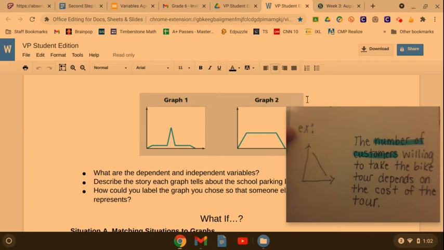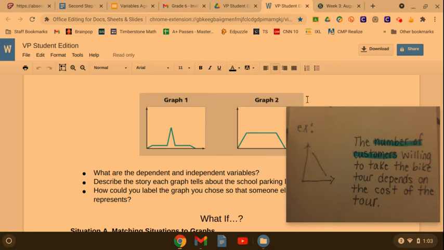And the number of customers, we said, depended on the price, because when we said, would you pay $150? We had like 76 people say, yes, I would pay $150. And then we kept raising the price and raising the price. And we said, would you pay $500? Would you pay $550? And when we got to $600, nobody said they would pay that much.